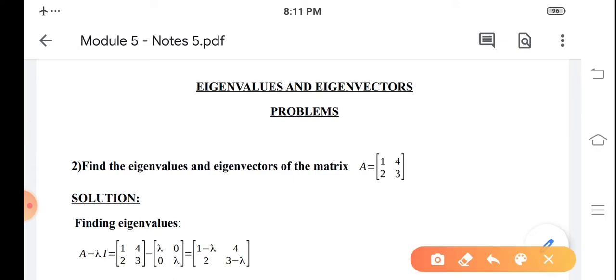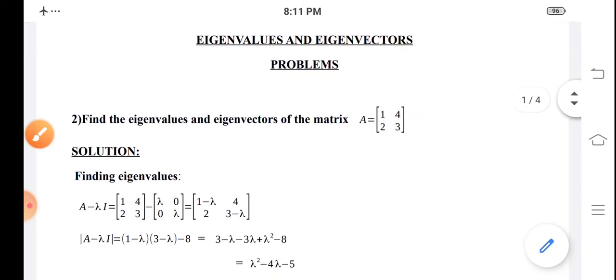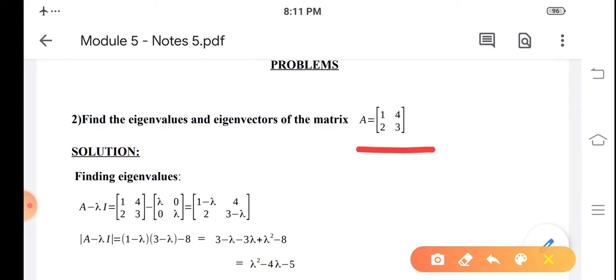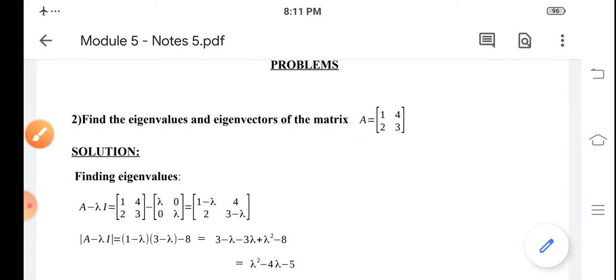Question number 2. Find the eigenvalues and eigenvectors of the matrix A, which is a 2 cross 2 matrix: first row 1 4 and second row 2 3. This is the given matrix, and for this matrix we have to find eigenvalues and eigenvectors.